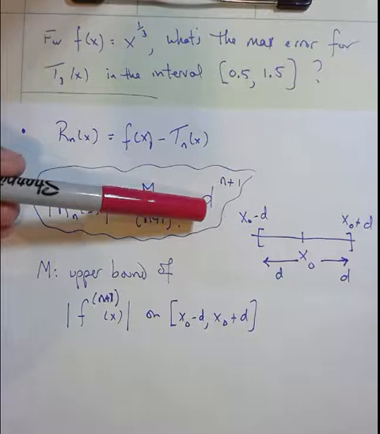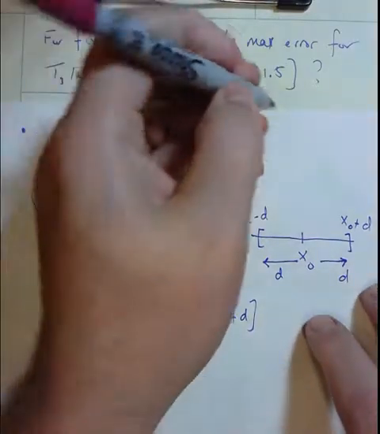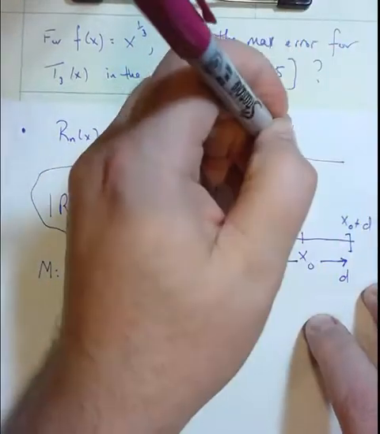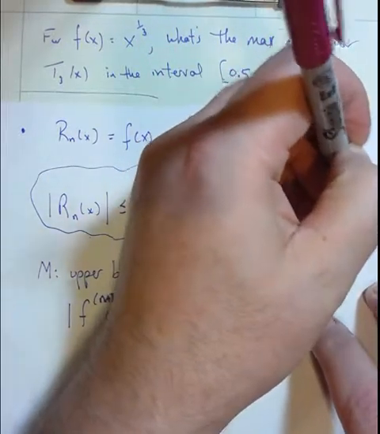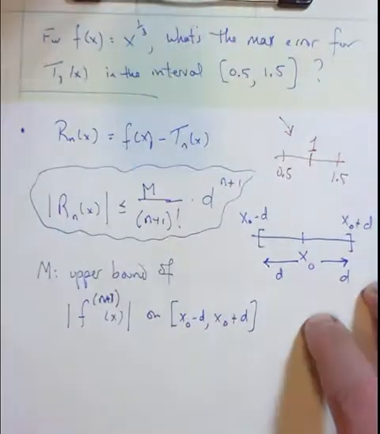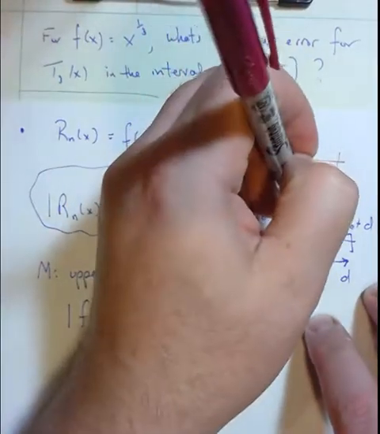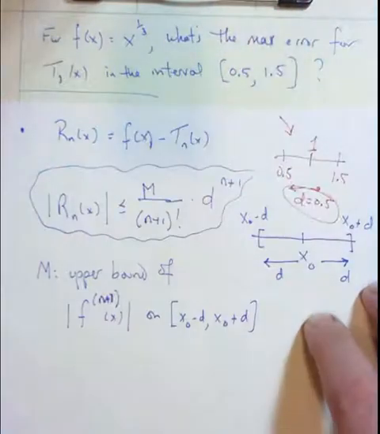d is just a measure of the interval we're talking about. And so for the function we're about to consider, we're asking about the interval from 0.5 to 1.5. This is centered at x equals 1, and that means that the width of this interval in either direction is 0.5.